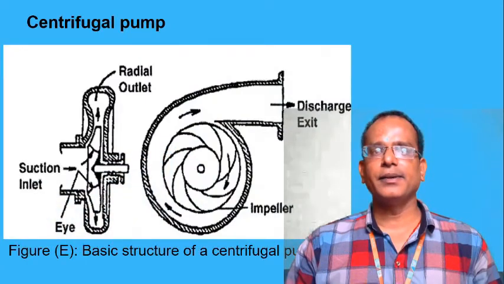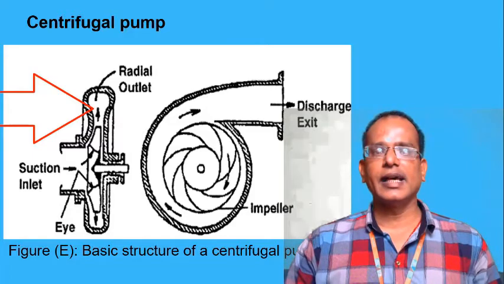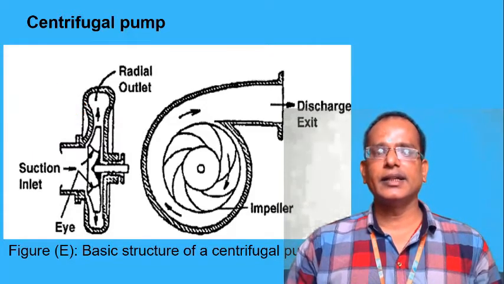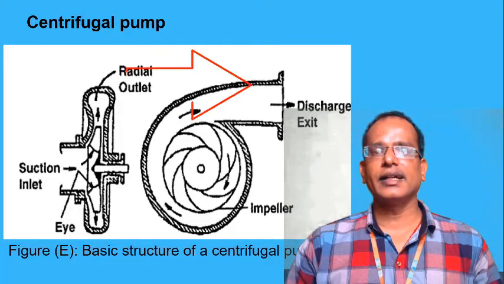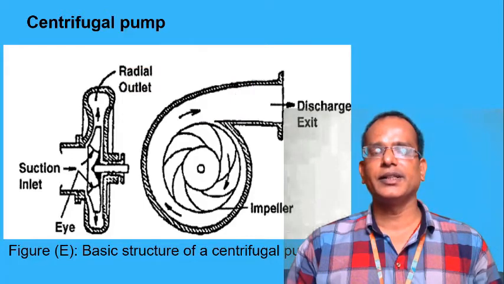The second type of pump is called a centrifugal pump. Here it has a suction inlet, eye opening path, and third one is a radial outlet. So here the blood can exit by the discharge exit. The impeller provides a rotating movement, and in that way pressure is created. So this is called the basic structure of a centrifugal pump.